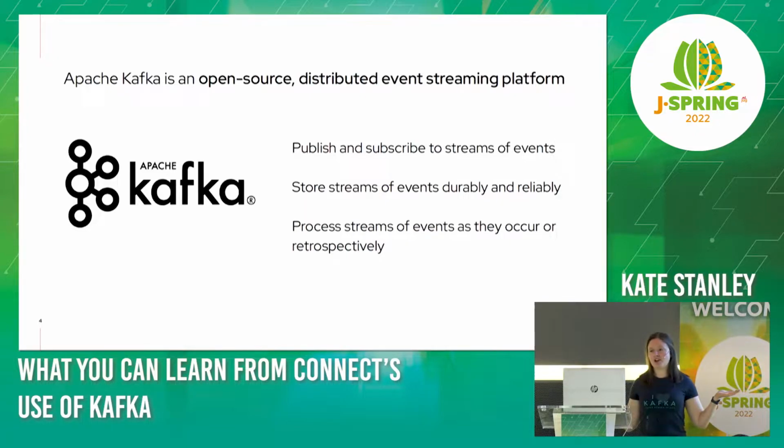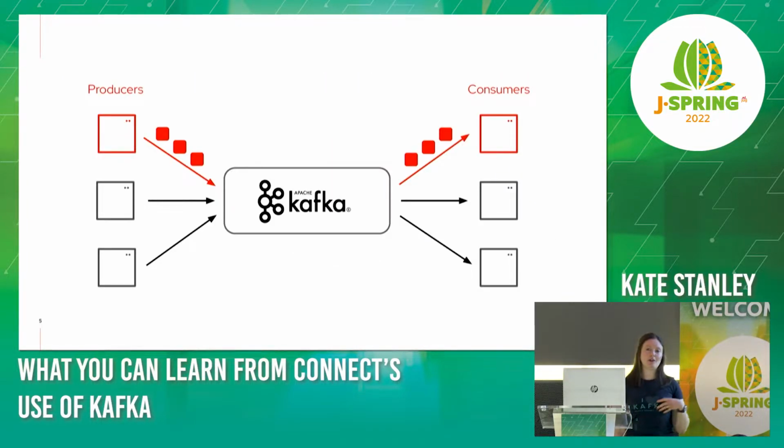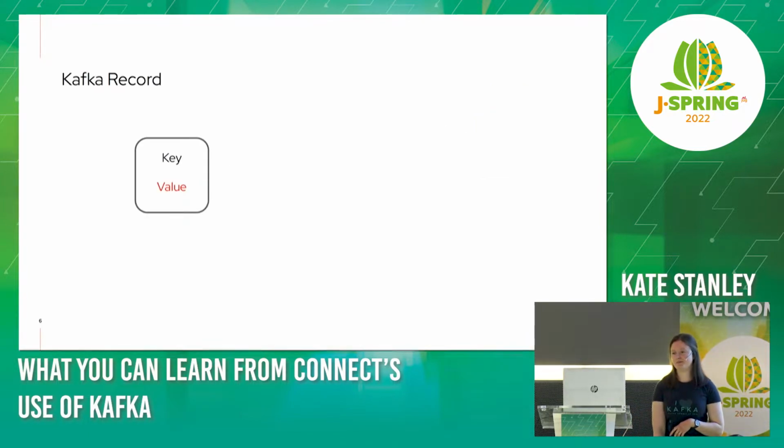So Kafka is an open source distributed event streaming platform. Hopefully you all know this. It's mostly written in Java and Scala. And when you send data into Kafka, you send it from applications called producers, and you take the data out using applications called consumers. A Kafka record is the actual data that we put into Kafka, and it's made up of a key and a value. The key is actually optional, and we'll see how they're useful a little bit later, and the value is where you put the bulk of your data.